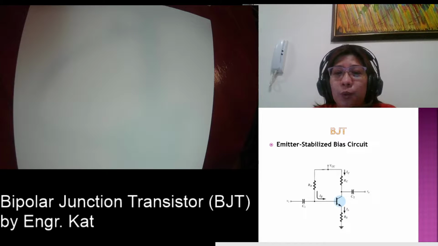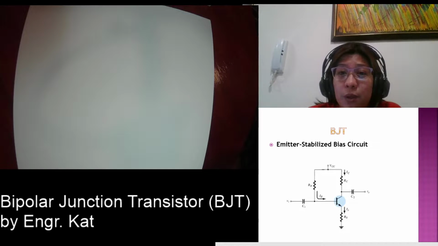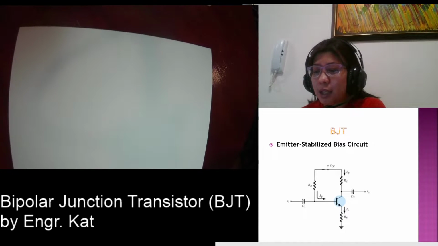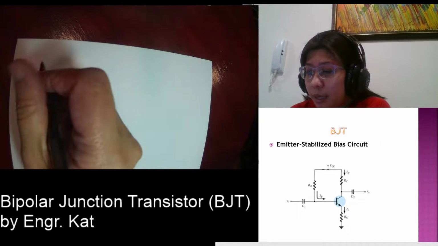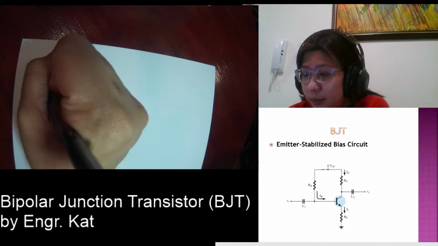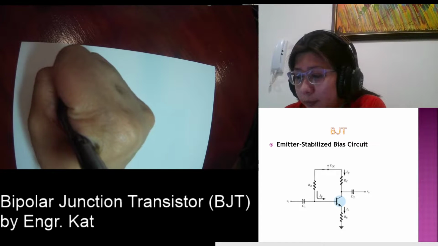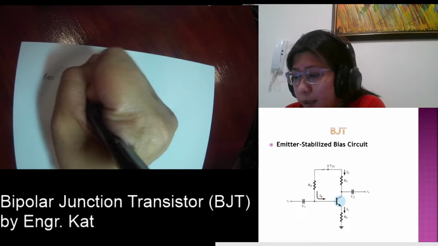Okay, so what are we going to do for this type of configuration? Just like what we did in our fixed bias configuration, we will try to divide the circuit into two parts. Okay, so the input side and the output side. We will be calling the input side your base emitter loop.